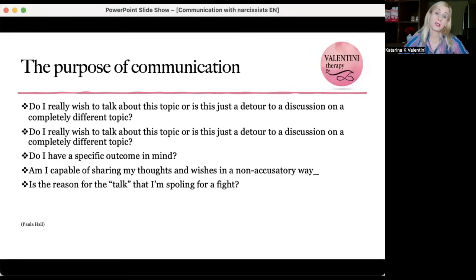And of course, is the reason for the talk that you are spoiling for a fight? That too is sometimes the reason why we initiate a conversation, especially if we have great sex after a fight. Ask yourself if it's really worth it to have a fight in order to have sex. If you wish to have sex with your partner, just say so. You don't have to spoil for a fight first.